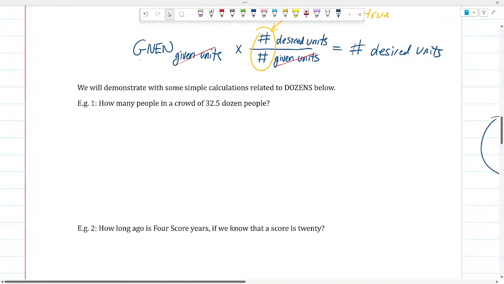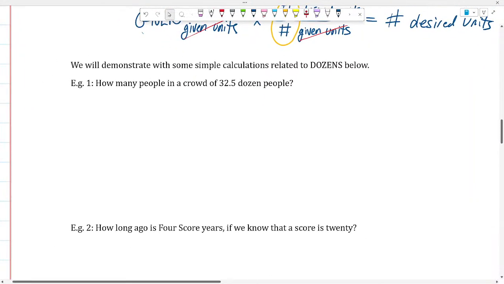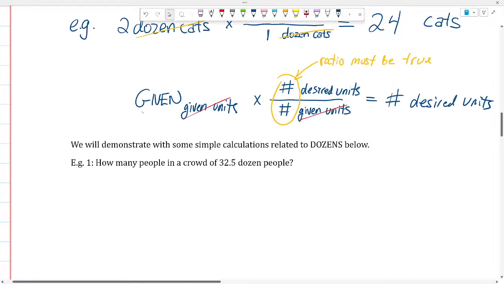So let's try one here. We'll do one together, and then we'll do one here. How many people are in a crowd of 32.5 dozen people? So if for some reason you read a newspaper report and it said it was a crowd of 32.5 dozen people, first you'd probably think, why are they talking this way? But having said that, what do we do math-wise? What do I start with?